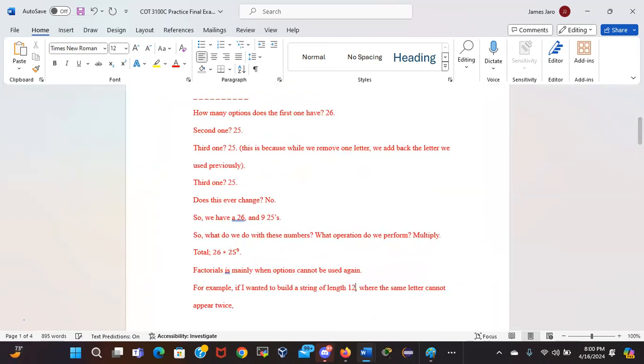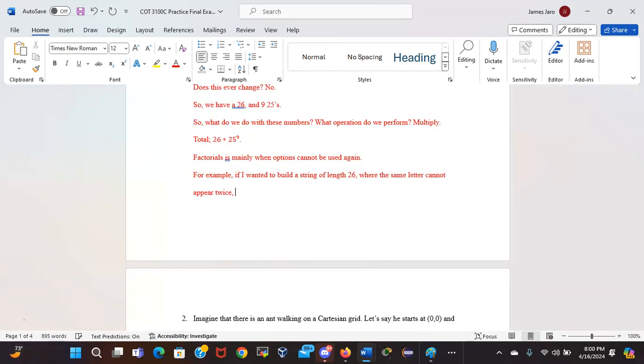of length 26, using the English alphabet, it would be 26 factorial. Does that make sense? This is because no letter could ever be used twice, since we can't repeat letters. So once we use, for example, E, it goes away. Does that make sense?